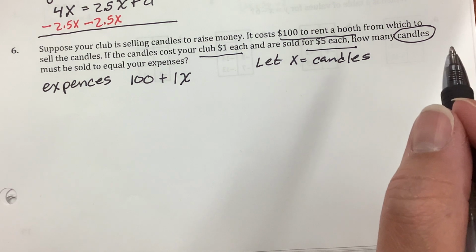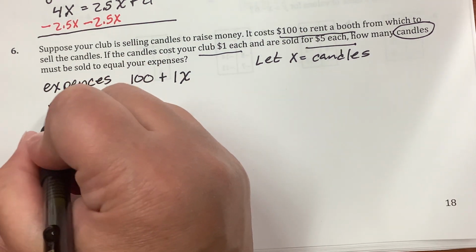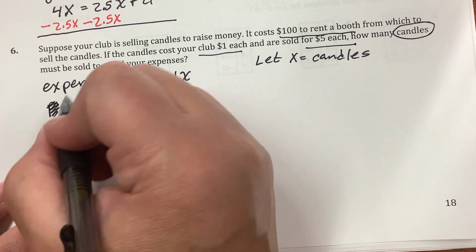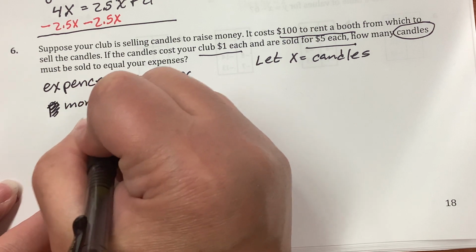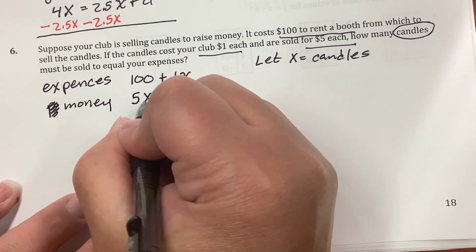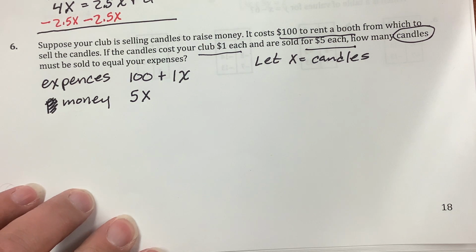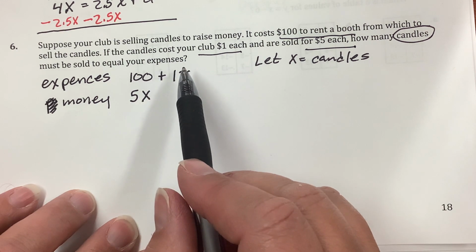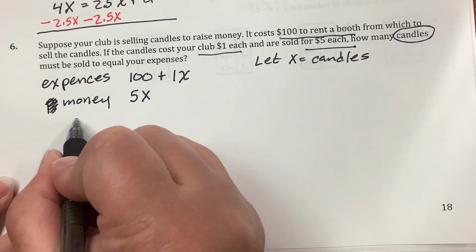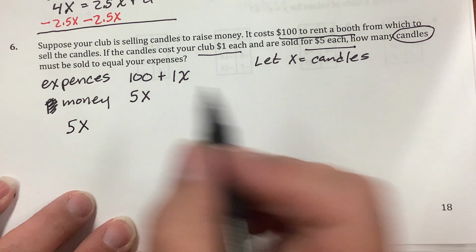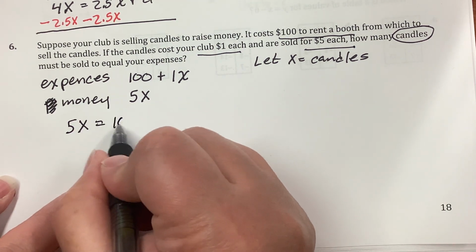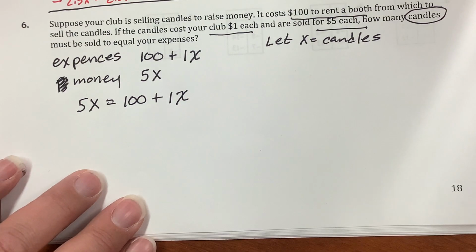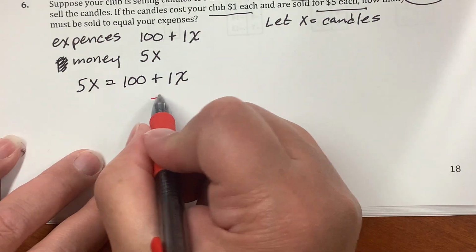And I'm going to make, so expect profit. No, not profit. What do you call it? Gross? The money I get, which is $5 times each candle. Now, I want these two to be equal because it says how many candles must be sold to equal your expenses. So 5 times the number of candles, because it's $5 to sell each candle, has to be equal to 100 plus $1 for each candle. Ugh, math. Let's subtract $1 from each side.